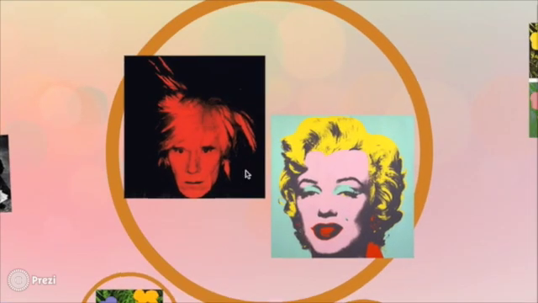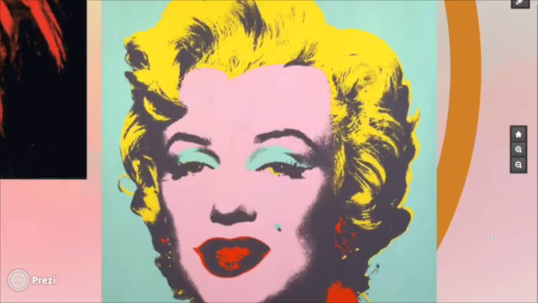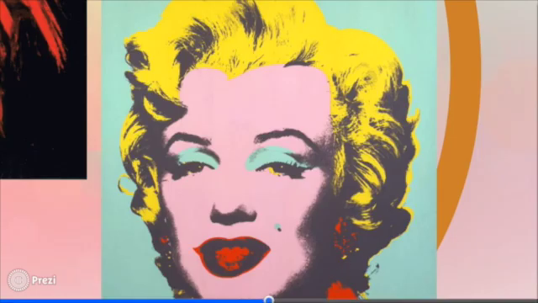Not only did Andy Warhol create prints of himself this way. This is a self-portrait of Andy Warhol, who, like me, loved to wear wigs, but also of other famous people. You might recognize this face. This is a famous actress from the 1950s whose name is Marilyn Monroe.